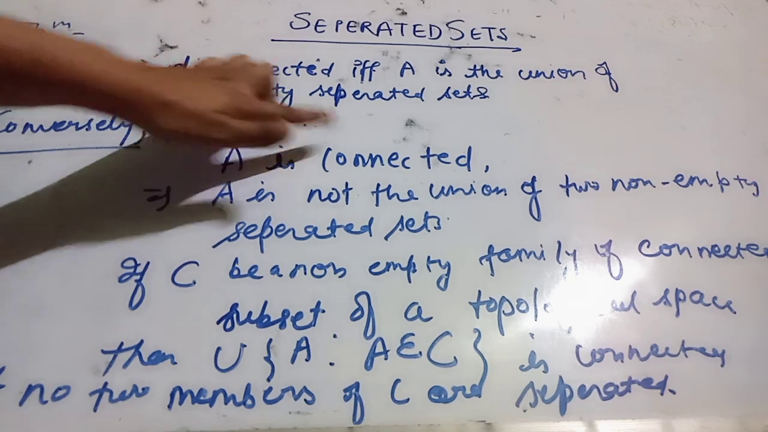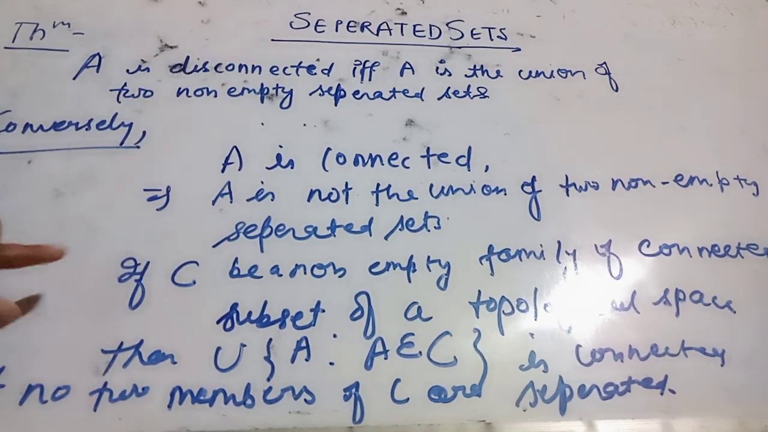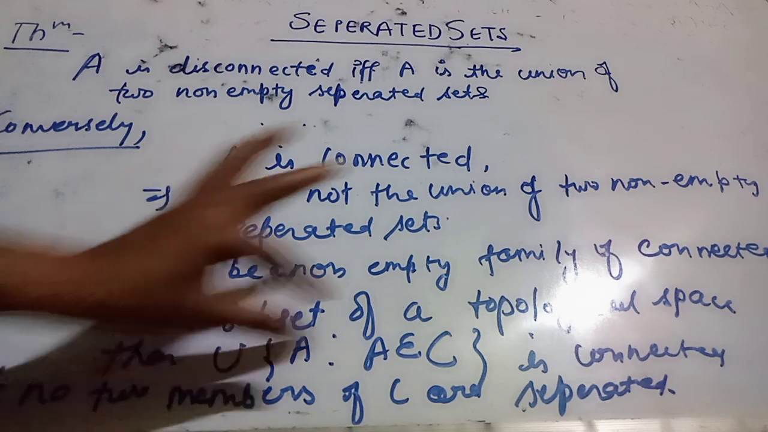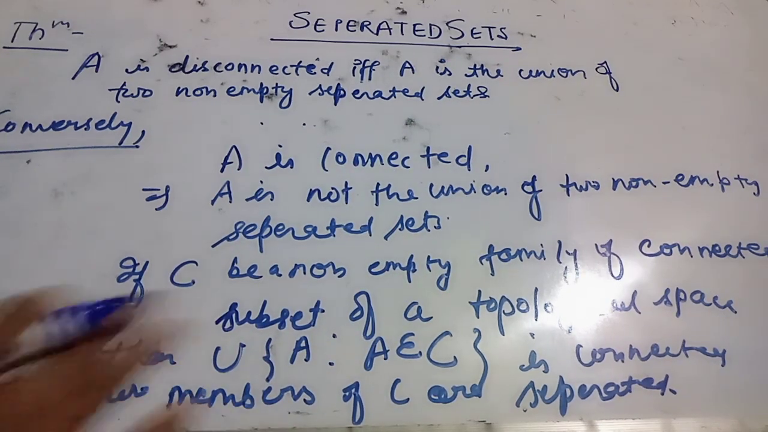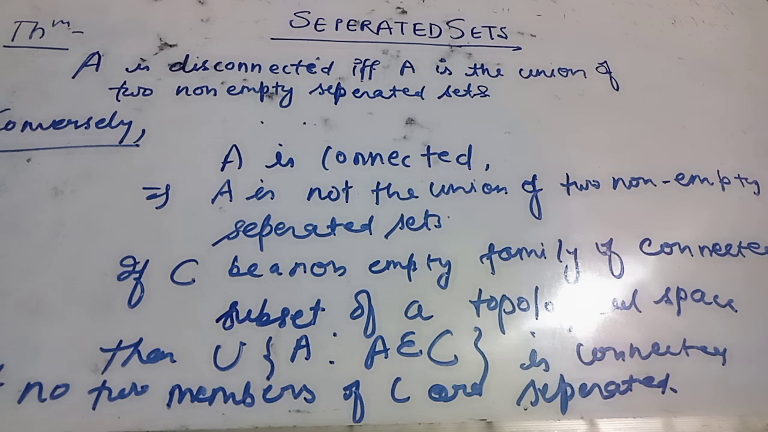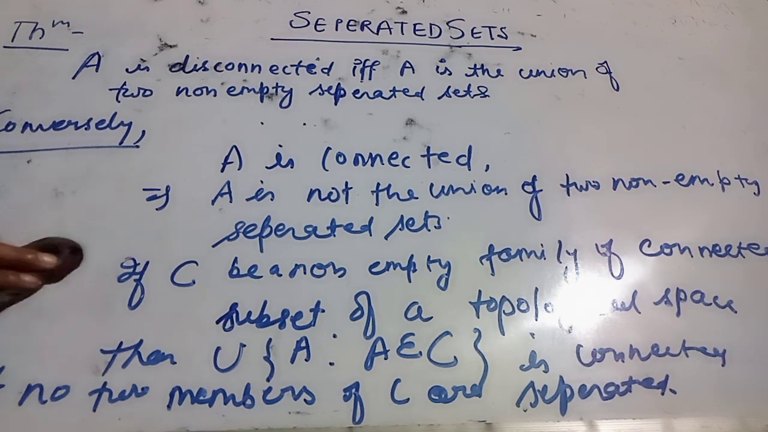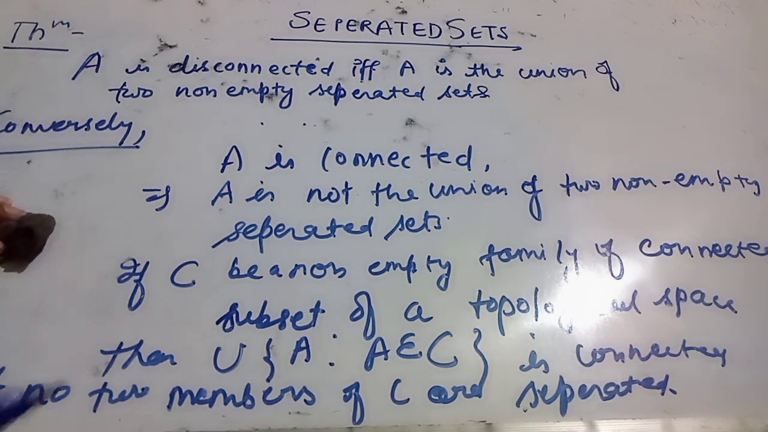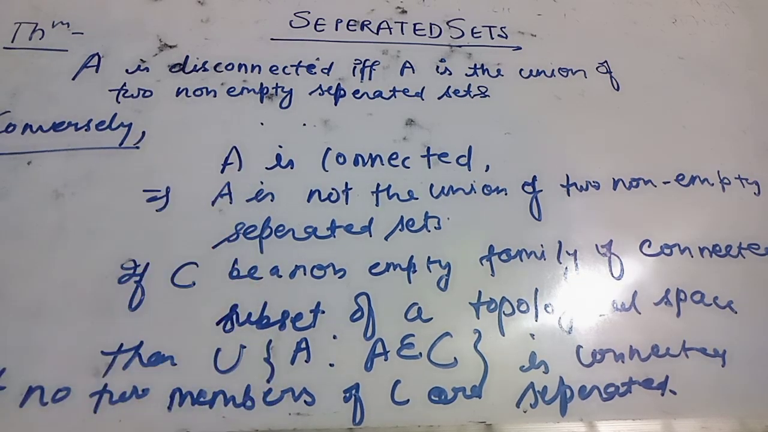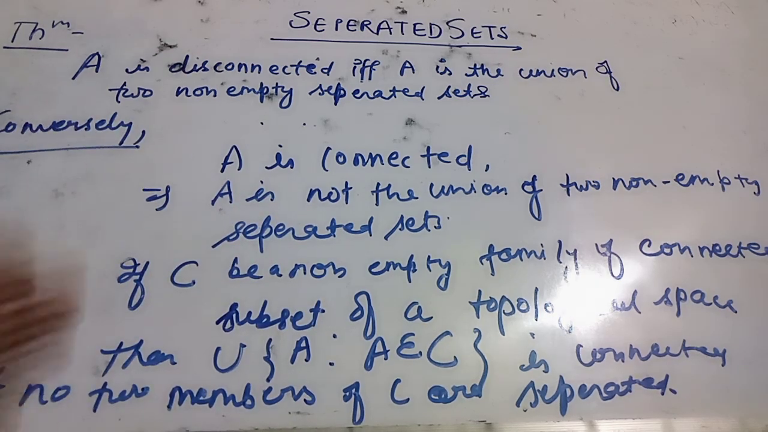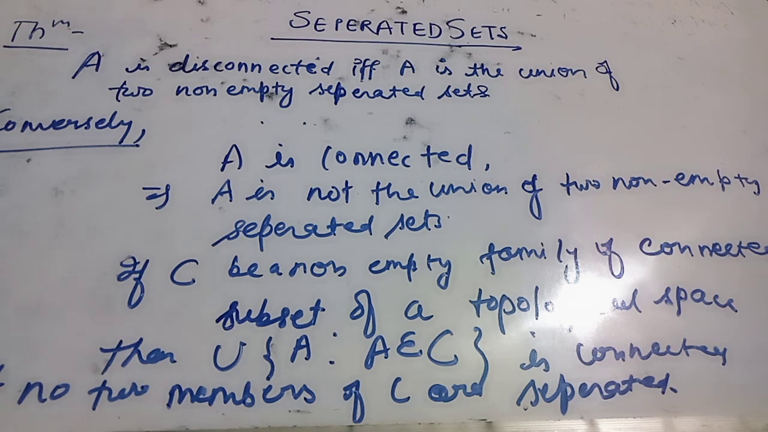So if you take that A is connected, it means A is not the union of two non-empty separated sets. If you take C, a non-empty family of connected subsets of a topological space, then you can write that this is connected, but if and only if this condition is satisfied, that no two members are separated. If there are two members of C that are separated, then it is not connected. So this was the definition of separated sets, which you have to put here, and you have to understand what is connected and what is not. If this is not connected, then A is not the union of two non-empty separated sets, and if it is disconnected, then it is the union of two non-empty separated sets. According to these definitions, you can prove it in this way.